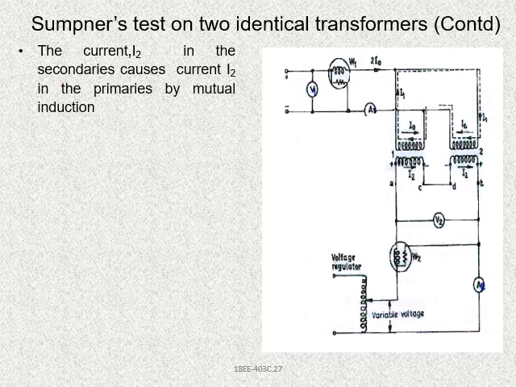Now the current I2 in the secondaries causes current I2 in the primaries by mutual induction. As we know, the transformer works on the principle of mutual induction. So the current I2 in the secondary causes current in the primaries by mutual induction.